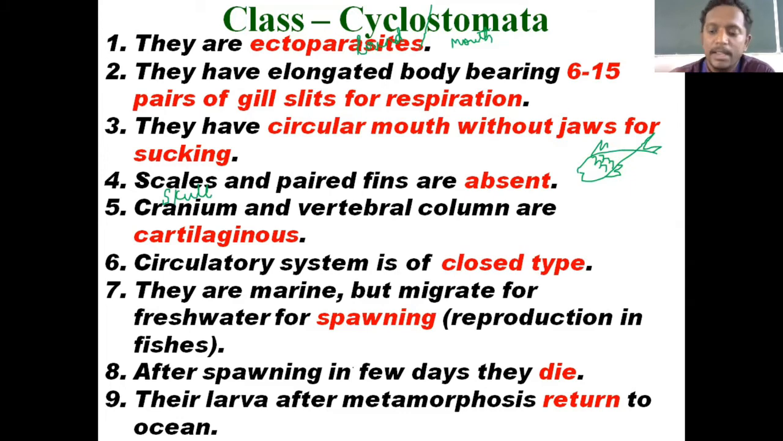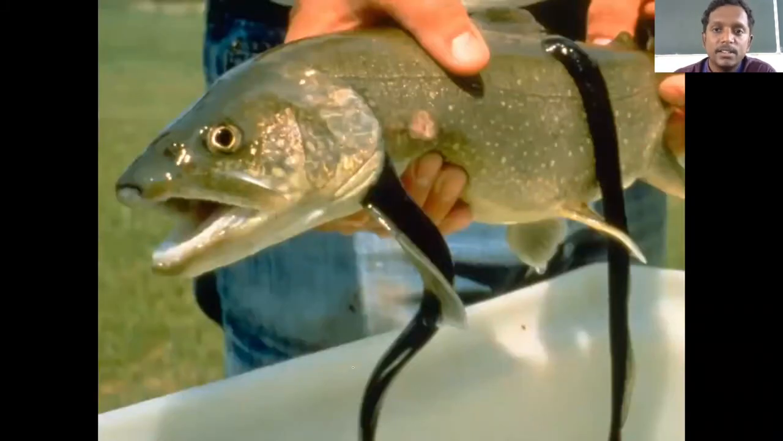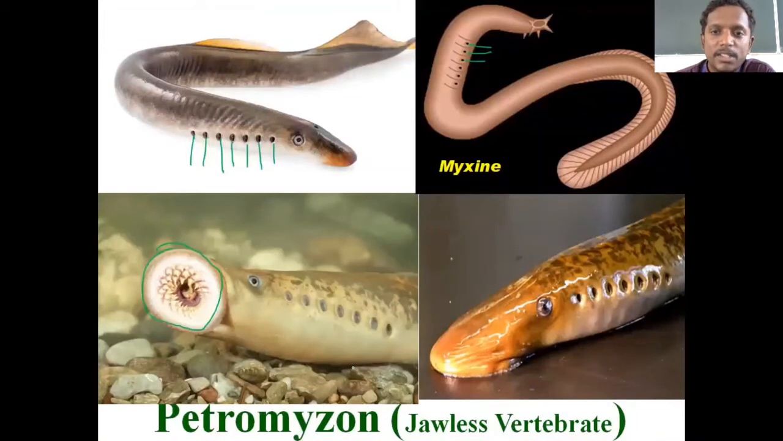I'll move on to the next slide. But just before that, you can see this is a big fish. On that, these parasitic cyclostomes are sticking on and absorbing the nourishment. So these are the two examples. Names you should know: Myxine and Petromyzon. In both of them, you can see the mouth is circular.